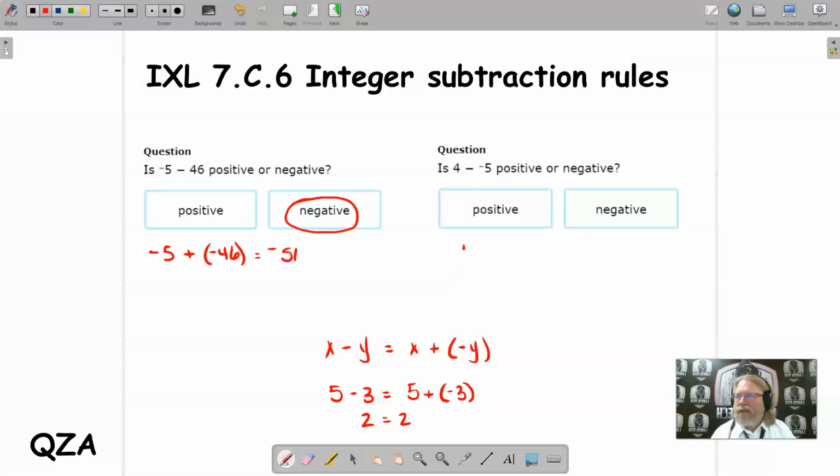On the next one, we're going to take the 4 and change the sign from subtraction to addition. The opposite of -5 is +5, and both addends are positive, so our sum is going to be positive as well, and that would be 9. We see that the answer is going to be positive.